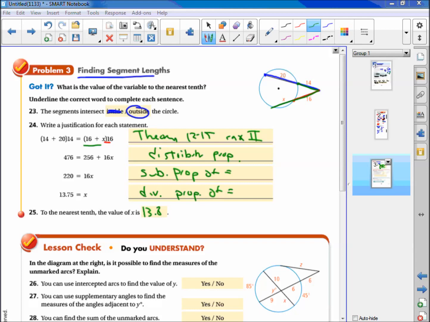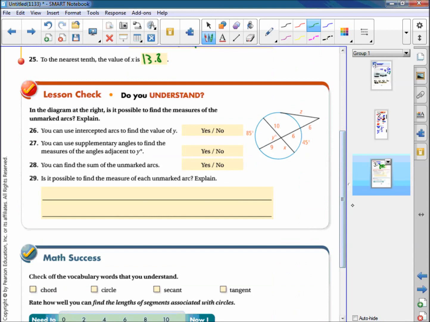All right, so we have a lesson check down here. So as always, pause the video. Okay, welcome back for your lesson check. Let's see what we have here. So in the diagram at the right, it is possible to find the measures of the unmarked arcs. So this is our question mark. Can we do it? So we have this arc marked as 85, and we have this one marked as 45. So we want to know what are the other two arcs.